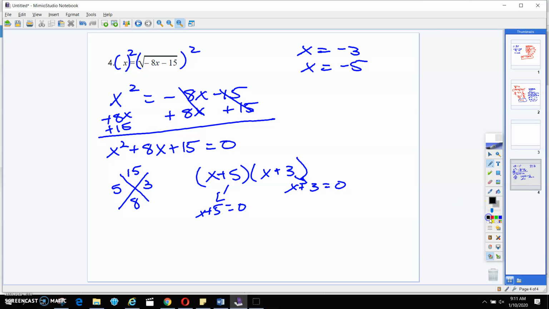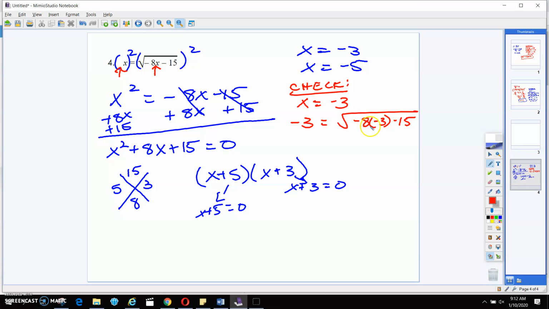But now what do we have to do? We have to check it. So x is going to equal negative 3, and I'm going to plug it back into the original problem. So this is going to be negative 3 equals the square root of negative 8 times negative 3 minus 15. All I've done is taken the original problem, and everywhere that I saw an x, I plugged in a negative 3.